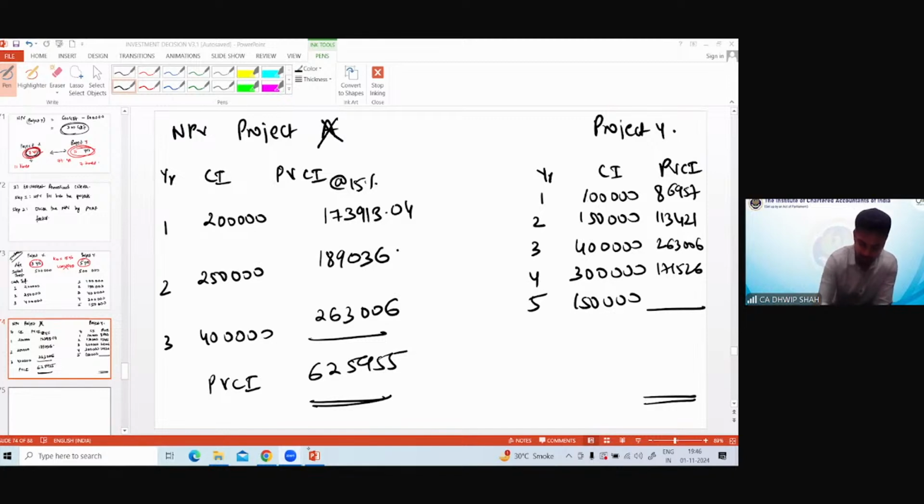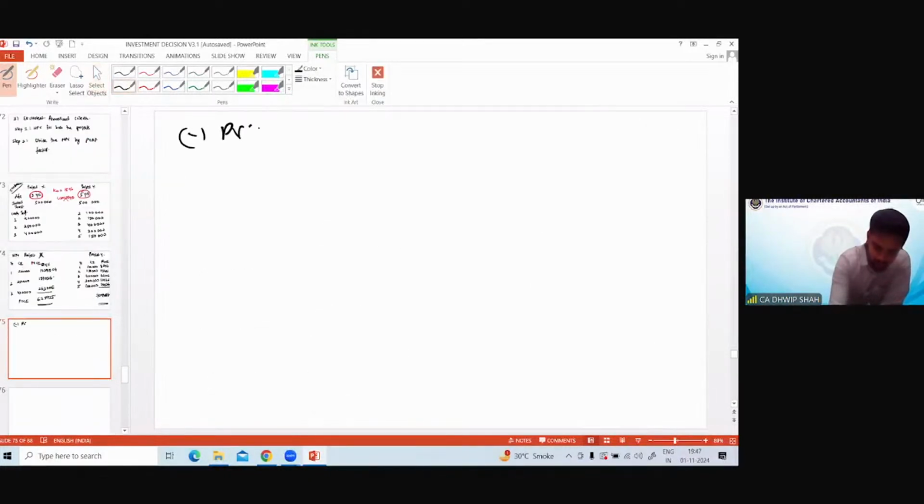74,577. Now add this. How much is the total of PVCI? 09,487. I don't know why everyone was getting different answers. Now from this, if we subtract PVCO, which is the initial investment of 5 lakhs.